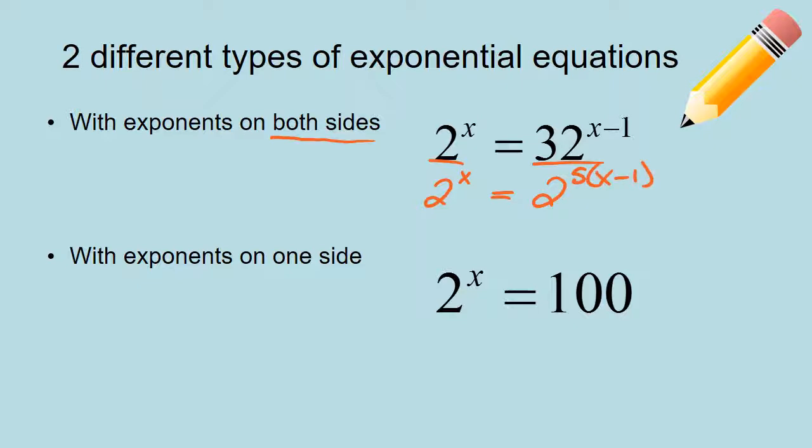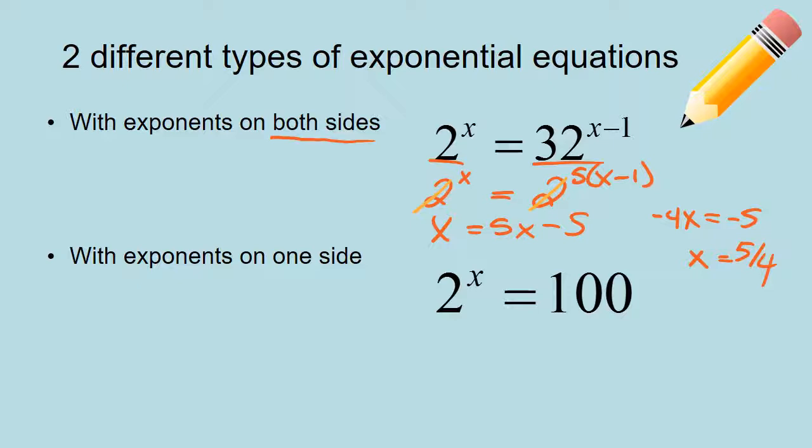Once we have that common base, it's kind of like we just temporarily ignore those bases and we say x equals 5x minus 5, which would leave me with negative 4x equals negative 5, which would leave me with 5/4. We can have negative answers, fraction answers, whole number answers, depending on what type of equation you have.